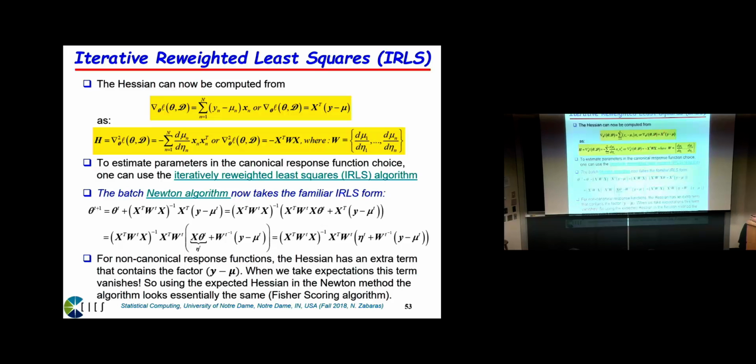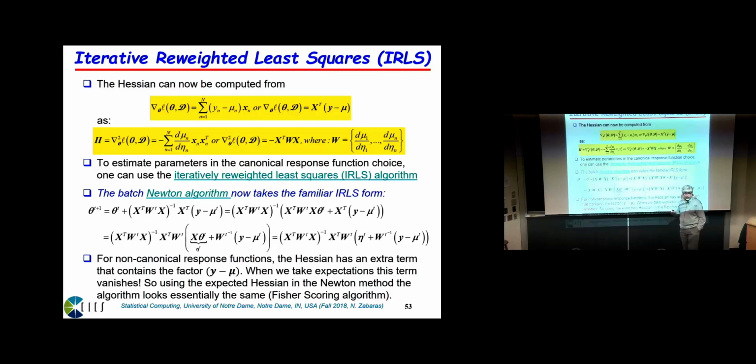If you take second derivatives, what you get is minus x transpose W x, where W is a diagonal matrix that involves these terms on the diagonal. There is a universal algorithm for this type of problem, a derivative of the Newton algorithm for optimization and computing the parameters. What the Newton algorithm says is that the update of the parameters involves minus the Hessian inverse times the gradient.